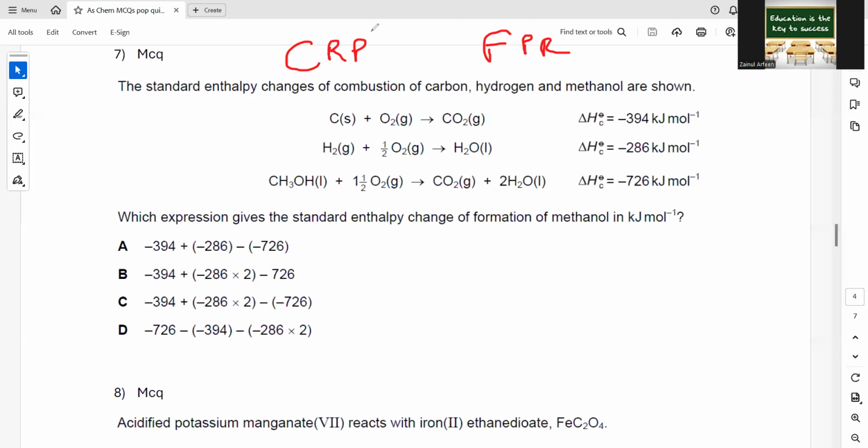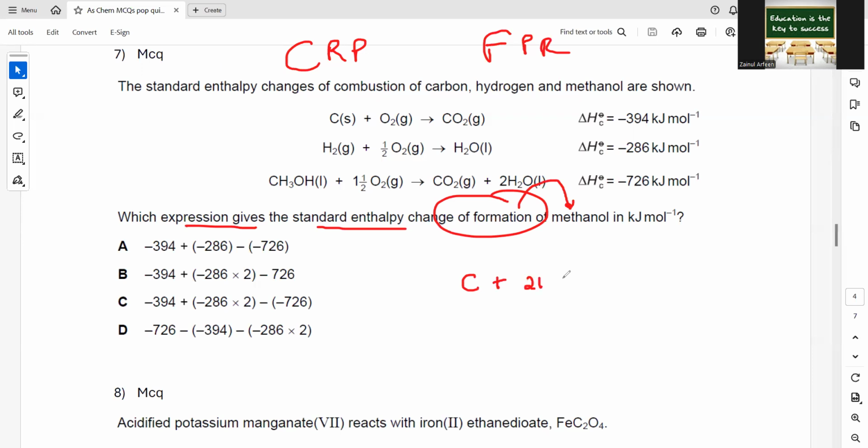So always remember, when combustion is given in the question, it should be reactant minus product, and when formation is given, it is product minus reactant. Which expression gives the standard enthalpy change of formation of methanol? First we have to write the equation for the formation of methanol.